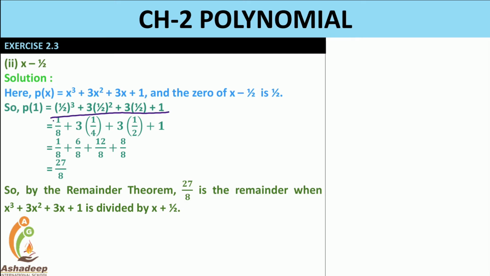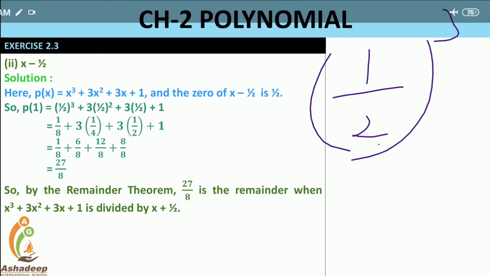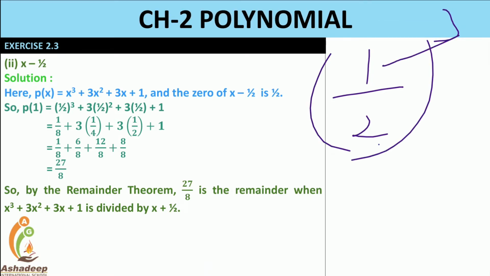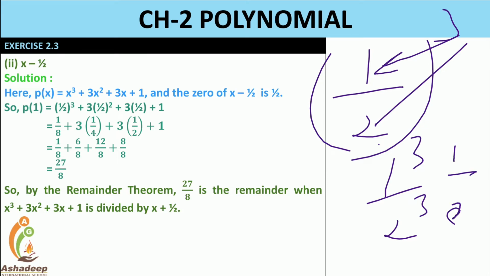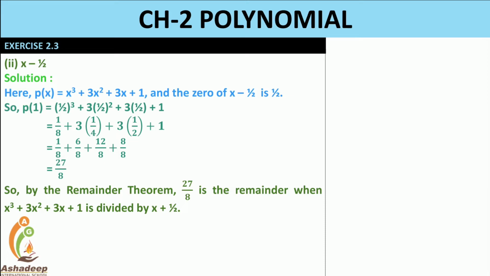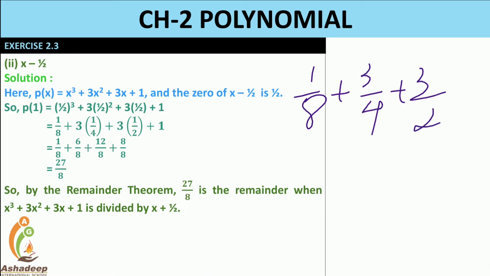1 by 2 whole cube plus 3 into 1 by 2 whole square plus 3 into 1 by 2 plus 1. In chapter 1 we saw that when the cube is there, it applies to both the 1 and the 2. So 1 cube upon 2 cube. What is the answer? 1 cube is 1 as it is, and 2 cube is 8. In the same manner, here 1 upon 4, 1 upon 2 and 1. So 1 upon 8 plus 3 upon 4 plus 3 upon 2 plus 1.